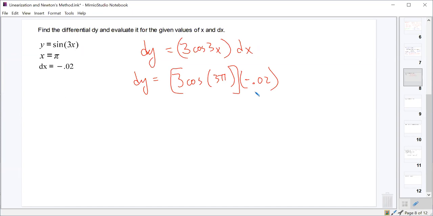Good. All right. So what's the cosine of 3 pi? Negative 1. Should be negative 1. So that is 3 times negative 1 times negative 0.02, which is 0.06. Yeah, everybody good with that? So if the x value goes from pi to pi minus 0.02, the y value should go up by about 0.06.